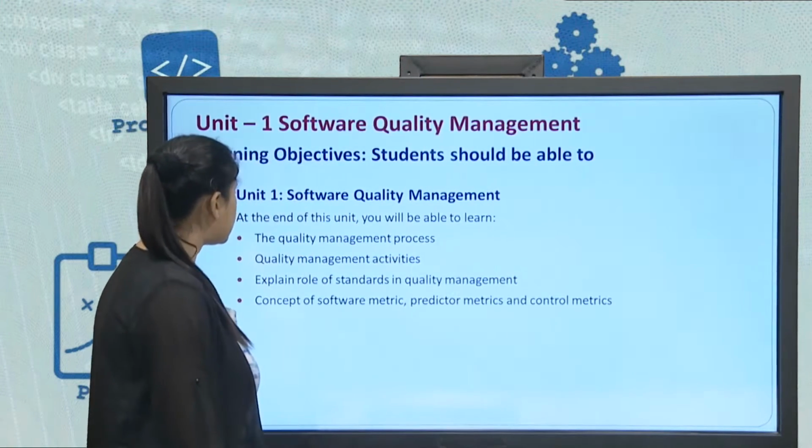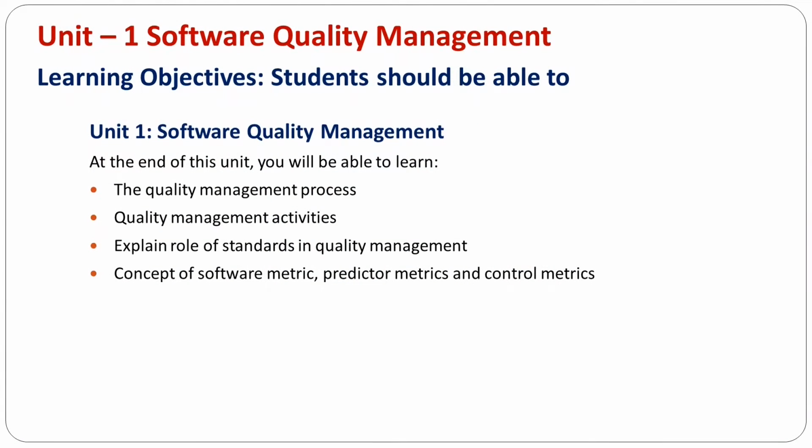Then we will be seeing concept of software metric, predictor metrics and control metrics, what are metric, predictor metric and control metric, right. Then we will be seeing and having idea about the measurement in assessing the software quality, all right, because software quality is one of the essentialities of my software project, right, the developed software, right. So, we will get the idea about the measurement in assessing the software quality.